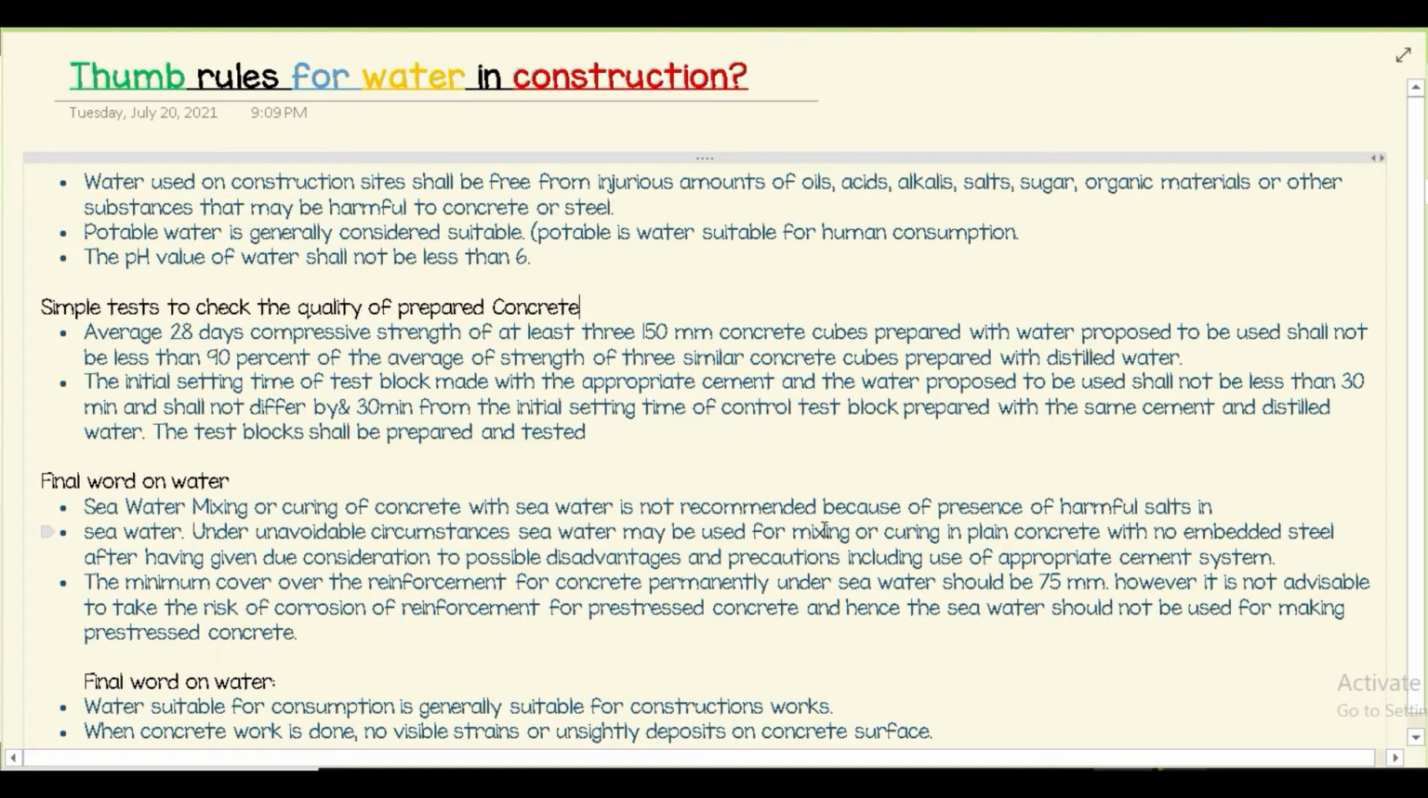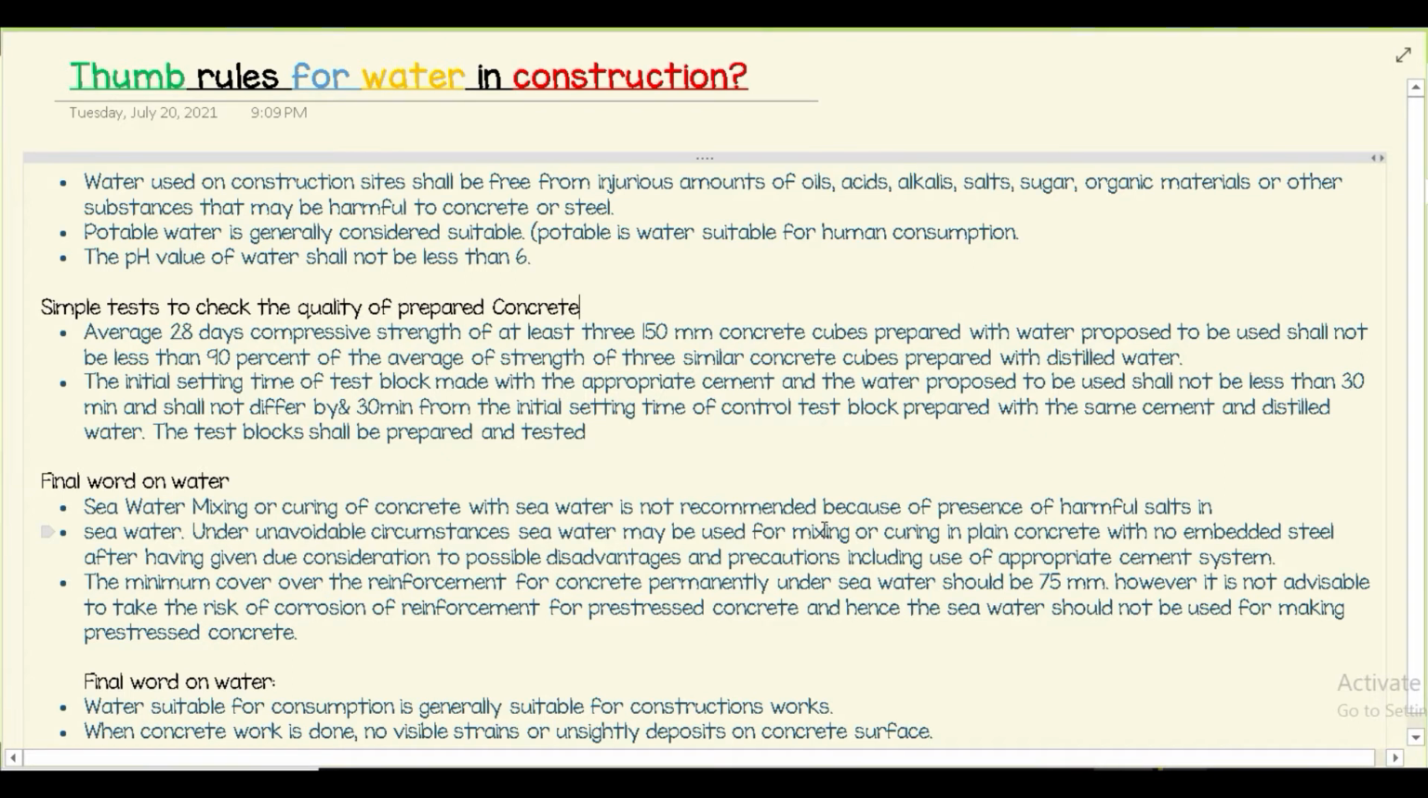The topic we have for today is thumb rules for water in construction. Water is one of the most important parts of a construction process, and it is the most excessively used material we have during the entire construction phase. It's used everywhere. For example, if you talk about curing, cleaning, the concrete process, the screeding process, or the plaster or the mortar, everywhere water is used. So water has a very big part in a construction project.